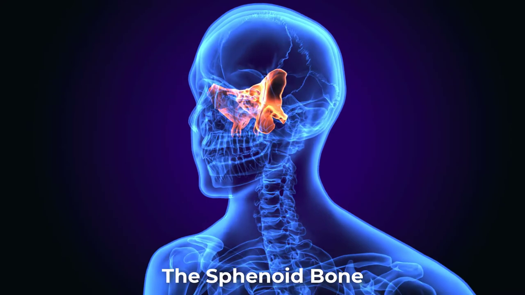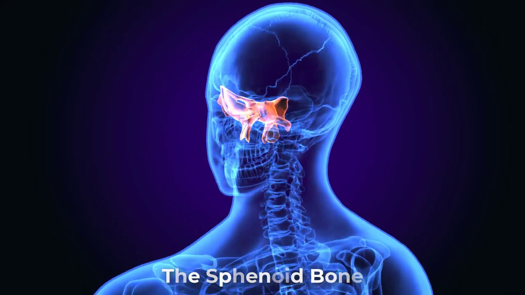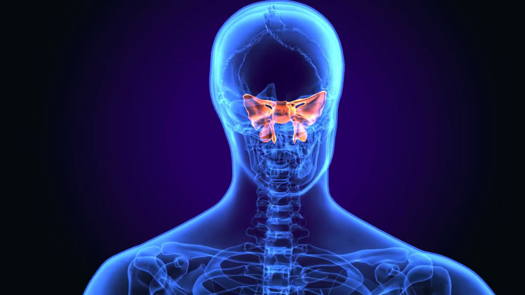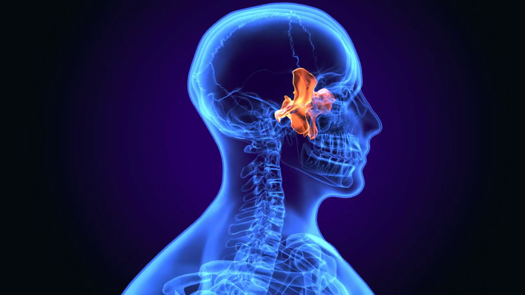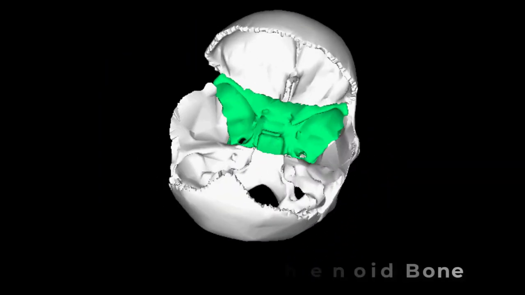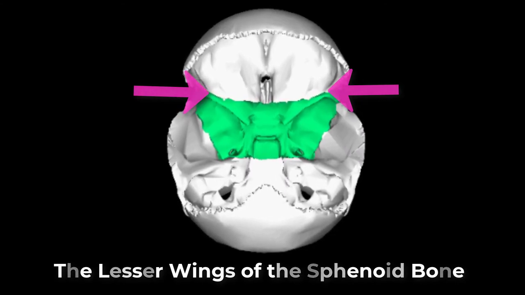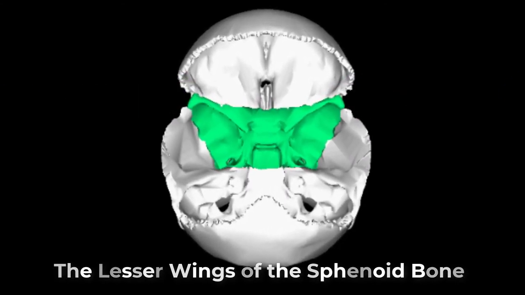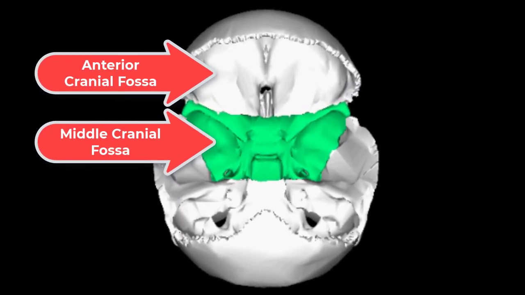The sphenoid bone is a single complex bone located at the center of the skull. It serves as a keystone bone because it joins with almost every other bone of the skull. Inside the cranial cavity, the right and left lesser wings of the sphenoid bone form the lip of a prominent ridge that marks the boundary between the anterior and middle cranial fossa.